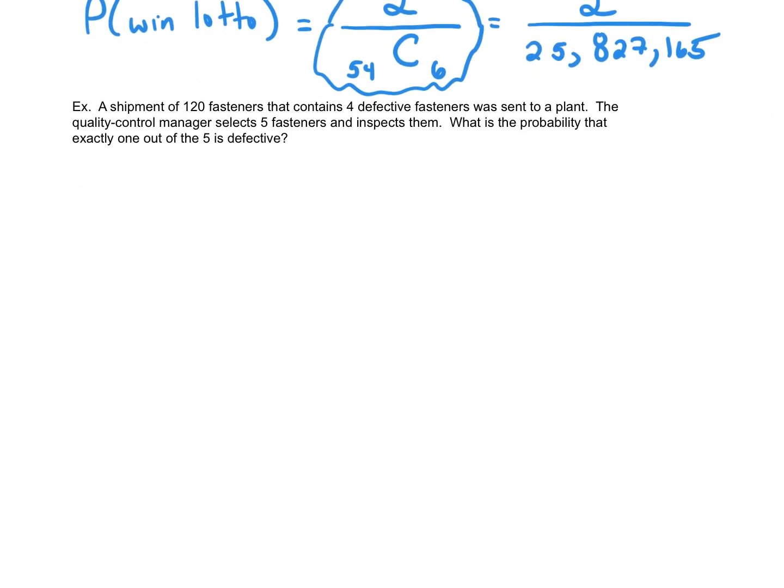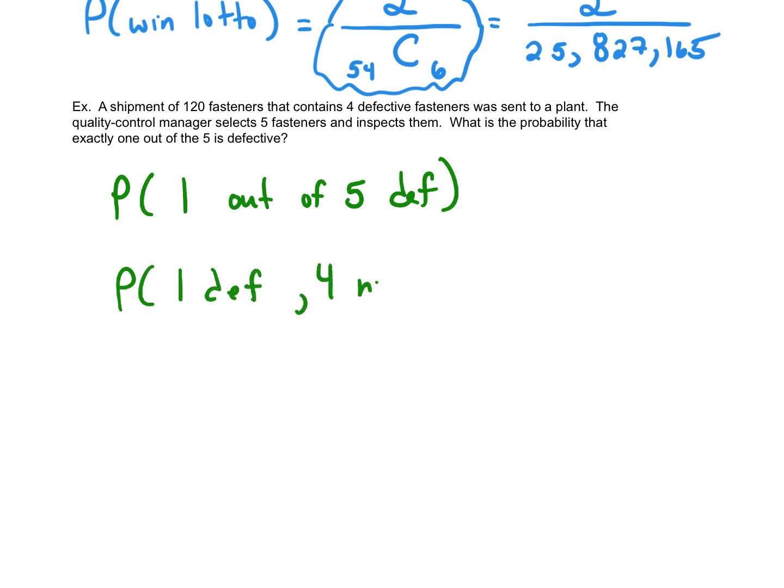So let's look at this example. It says a shipment of 120 fasteners contains 4 of them that are defective, and they're sent to a plant. The quality control manager selects 5 fasteners and inspects them. What is the probability exactly 1 out of the 5 is defective? Okay. So we want to know the chance 1 out of 5 are defective. Another way to say this, we basically want 1 defective and 4 not defective. It means the same thing.